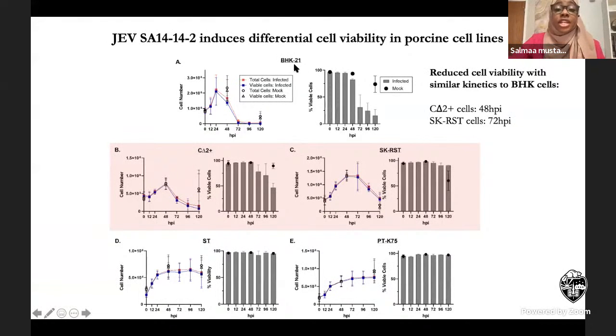Okay, this is BHK21, my positive control that I know is highly susceptible to JEV virus. At this time point post-infection, they're pretty much gone, right? But with the porcine macrophage and the other cell lines, I still have them surviving even up to 120 hours post-infection. Look at the survival time for the swine testis and the nasal turbinate cells, compared to my positive control BHK.